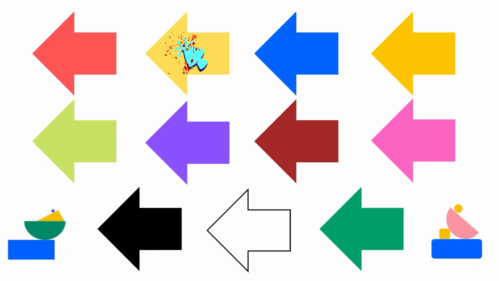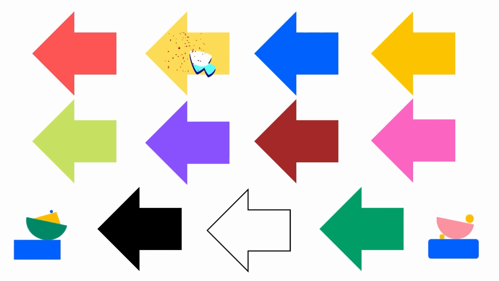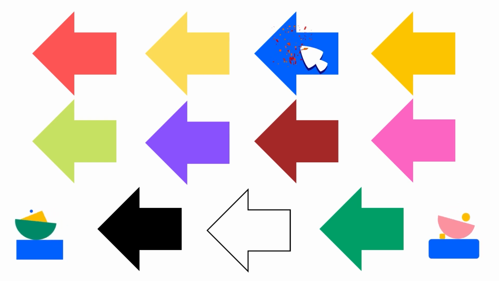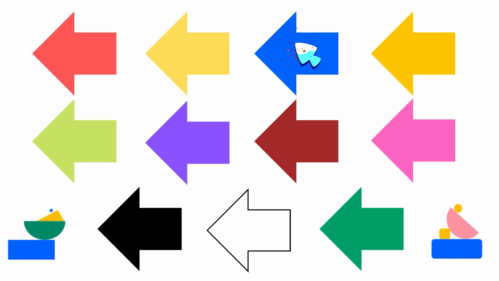Yellow color. Yellow color. Y is for yellow color. Blue color. Blue color. B is for blue color.